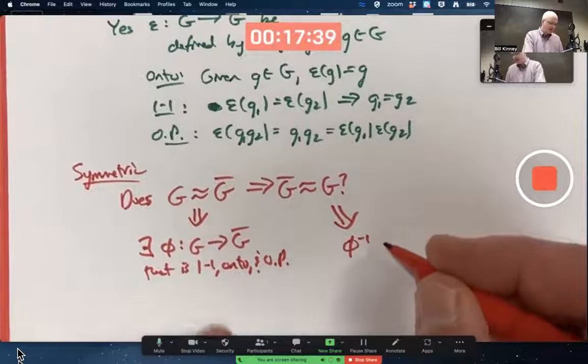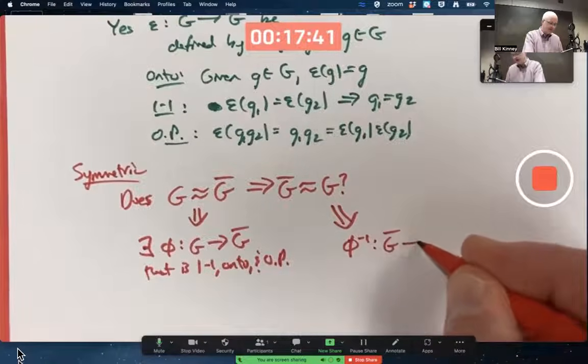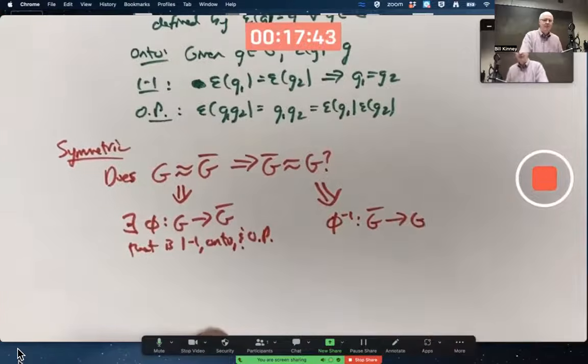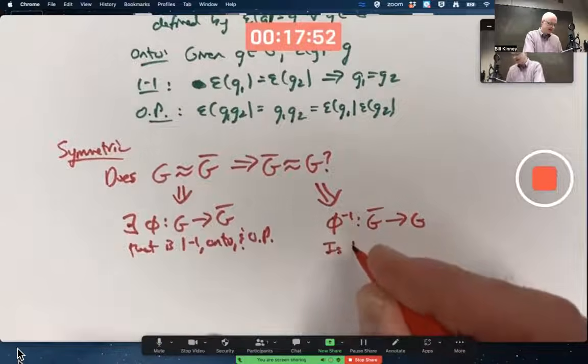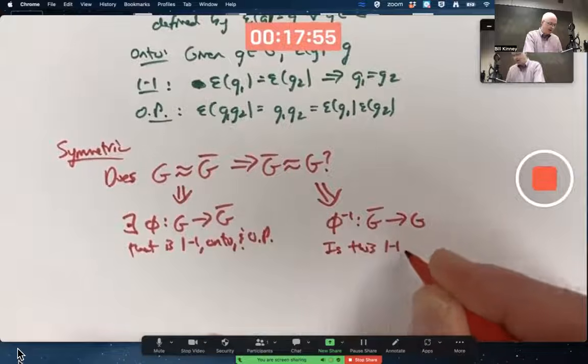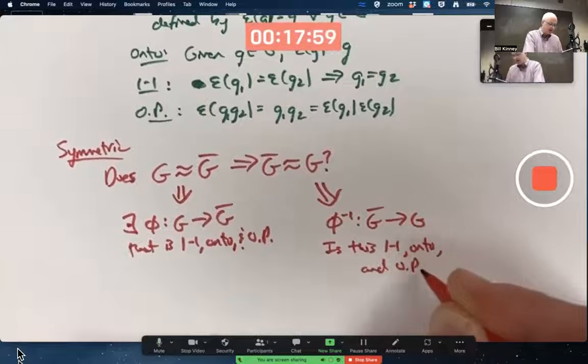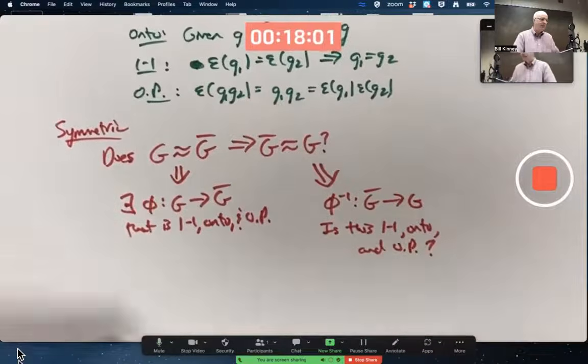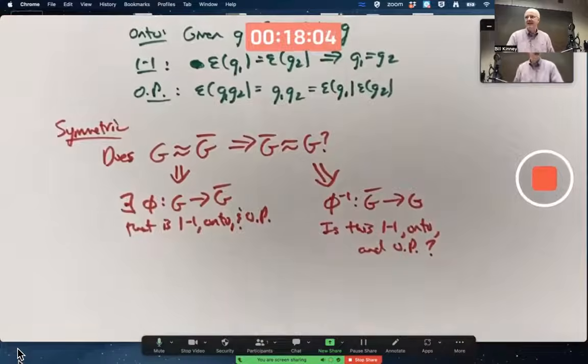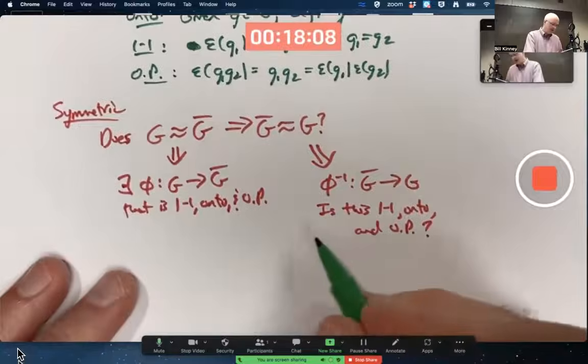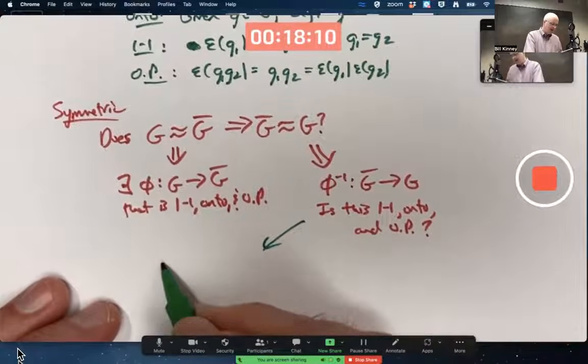Certainly if phi is one-to-one and onto, there is an inverse function. But is that inverse function one-to-one, onto, and operation preserving? That's what you had to prove. Is this one-to-one, onto, and operation preserving? Probably. Yeah, the answer is yes, it is. How do you prove that? Well, let's start with the one-to-one.